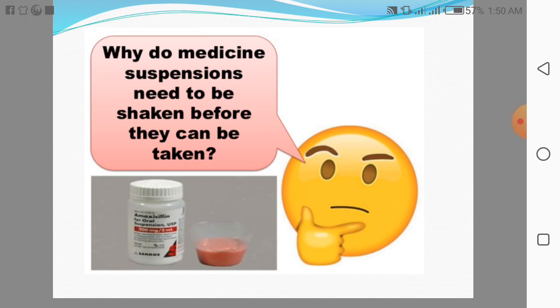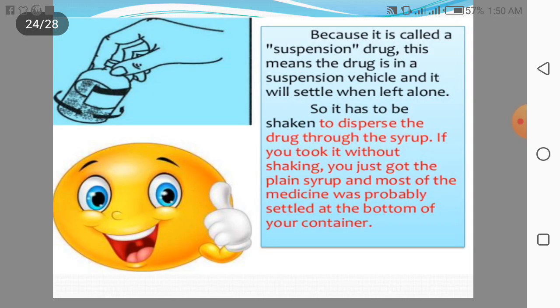Why do medicine suspensions need to be shaken before they are taken? Because it is called a suspension drug. This means that the drug is in a suspension vehicle and it will settle when left alone. So it has to be shaken to disperse the drug throughout the syrup. If you took it without shaking, you would just get the plain syrup, and most of the medicine would probably be settled at the bottom of your container.